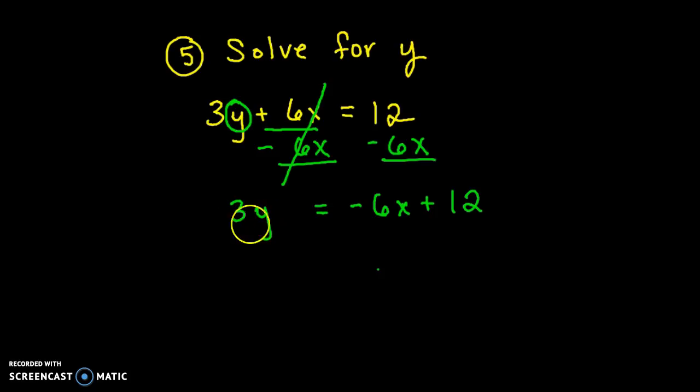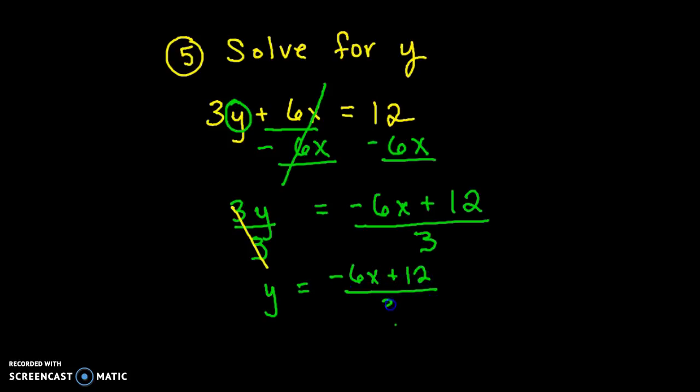From here, I still want y to be by itself, so I need to do the opposite, the inverse operation here, 3y. This is 3 times y. So on the left side, I need to divide by 3, and on the right side, golden rule of algebra, I need to divide by 3. So from there, 3 divided by 3 is 1, so they're going to cancel out. We've got y is equal to negative 6x plus 12 divided by 3.